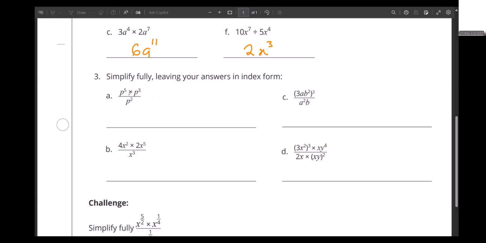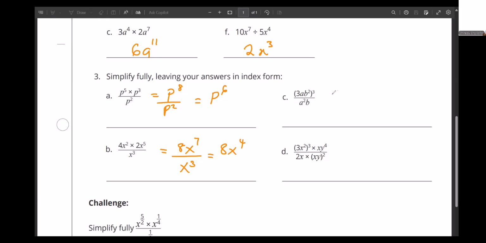And then you come to number 3, simplify fully, leaving the answer in the index form. So again, I take the top number, which is p to the power of 8 and p to the power of 2. And if you simplify this, this is going to be p to the power of 6 because 8 take away 2 is 6. And for b, you do the top question first. That's 8x to the power of 7, and then divided by x to the power of 3. And that's simplified to 8x to the power of 4.